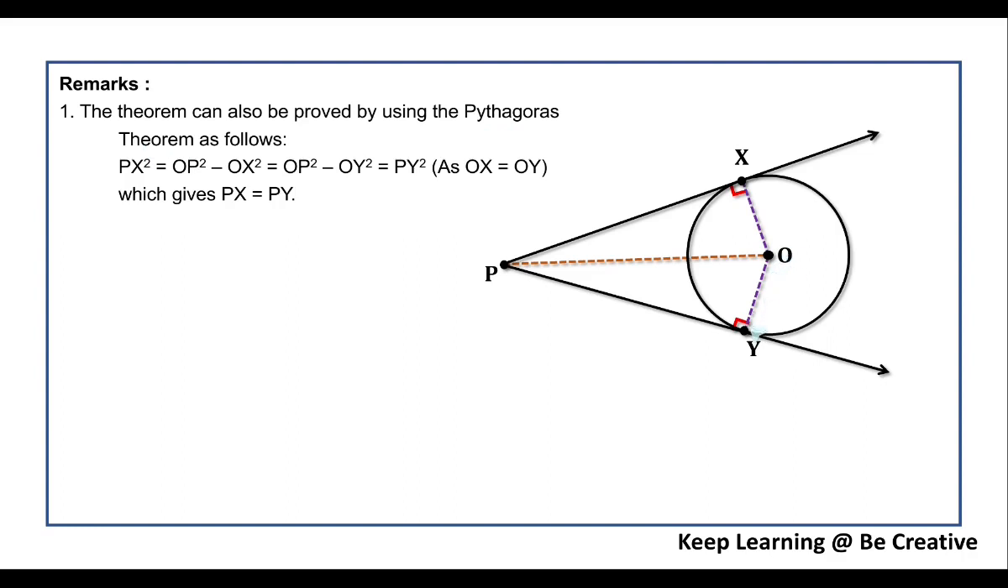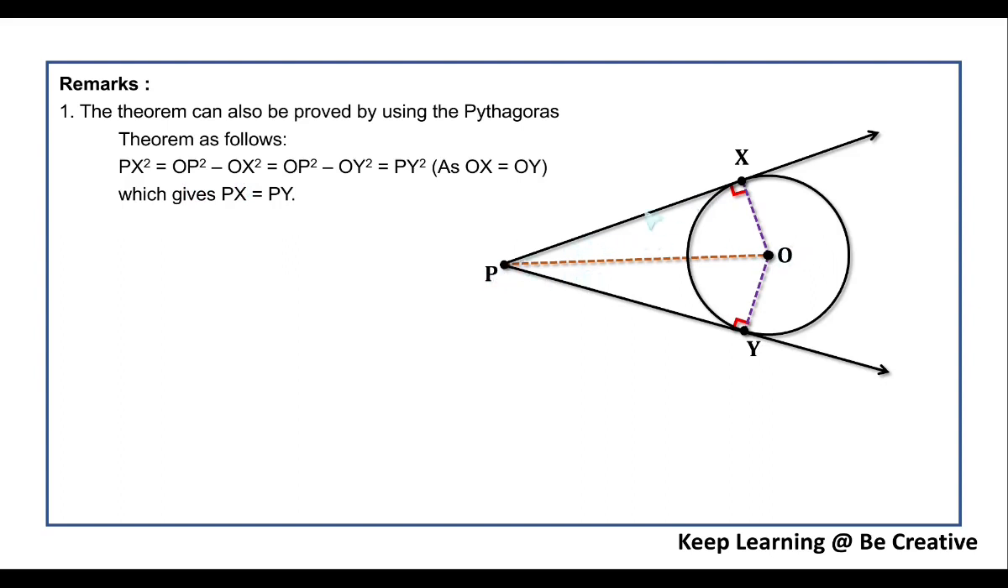See, we have already proved that angle OYP and angle OXP are right angles. So, we can apply the Pythagoras Theorem in triangle OXP, in which OP is the hypotenuse as it is in front of 90 degrees. So, we can write PX square is equal to OP square, that is hypotenuse square, minus OX square.